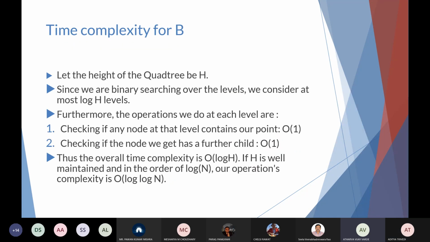And this is a time complexity analysis. So we are searching at log h levels, and every time the operation runs, all operations are O(1). So the overall time complexity is O(log h), but h is not defined, so we may have a problem. So now we'll just show a brief demo of our code.